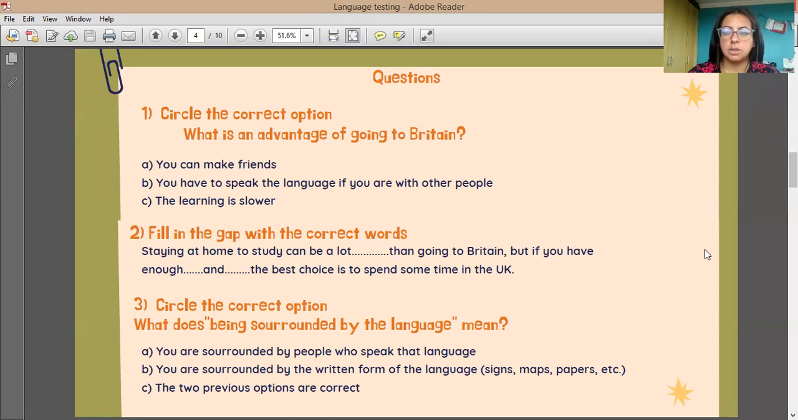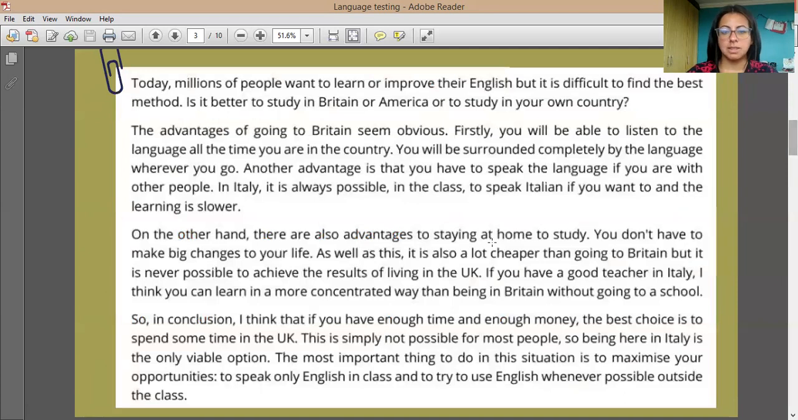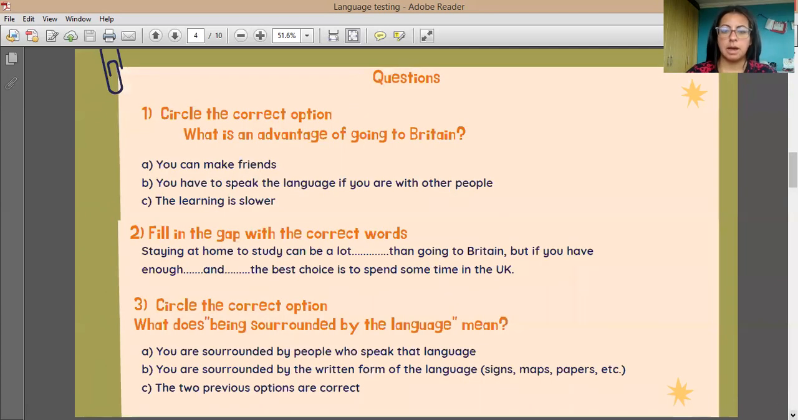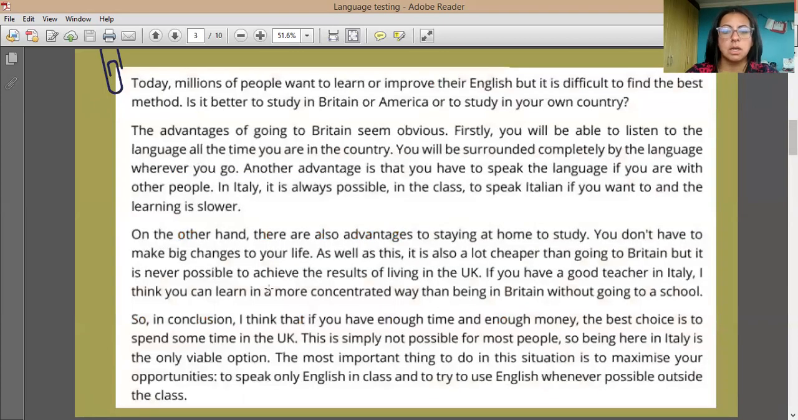And here I didn't really take an extract of the text, but I tried to make it more difficult, because I think it is too simple when you can just find the sentences and then just fill in the gaps. So here it says, staying at home to study can be a lot what than going to Britain. So if you search, you don't have the same sentence.